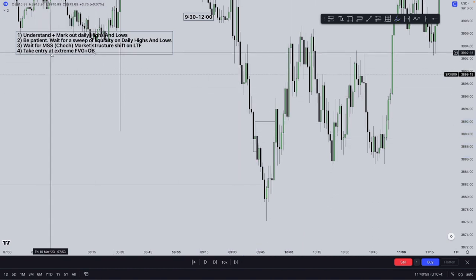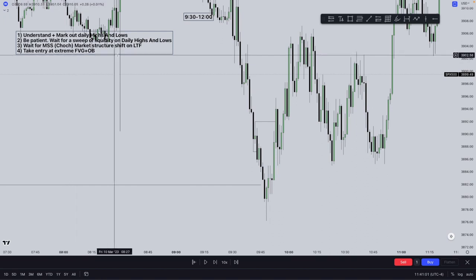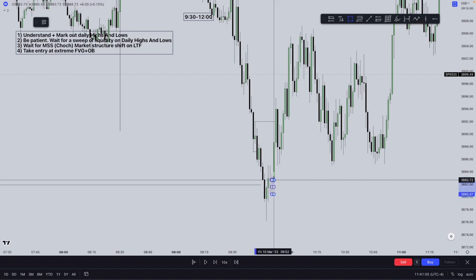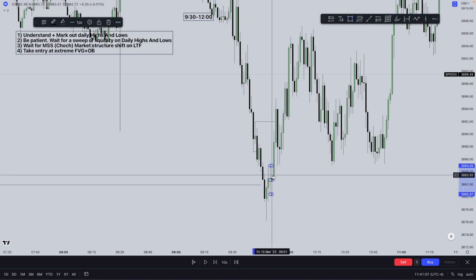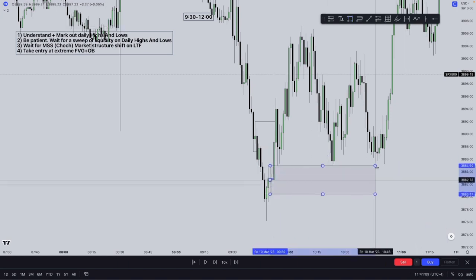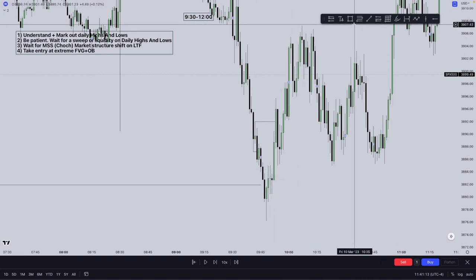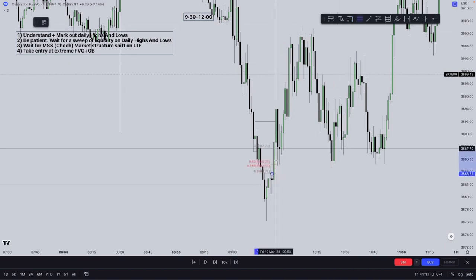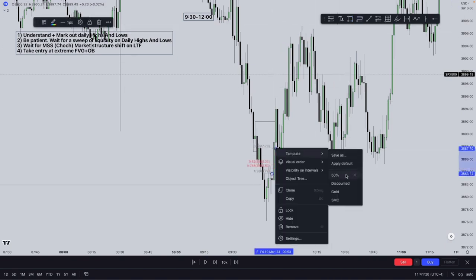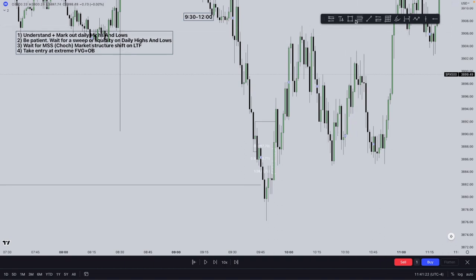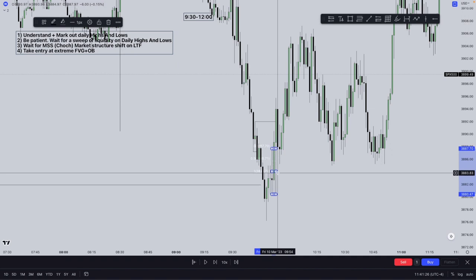And then finally we just take an entry at an extreme FVG or order block. There was an order block right here, and then price literally barely tapped off it, and then it did go up. But again, FVGs I do favor much more. What you could have done is 50% of the FVG, which is what everyone would really do. There you go, right here. Or you could have gone for the full FVG and then covered the low right here.